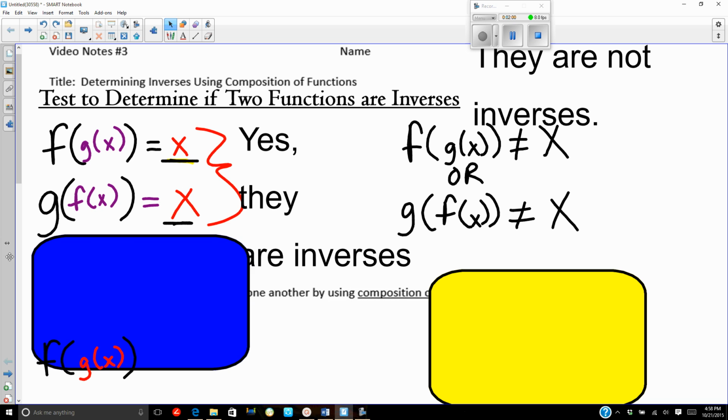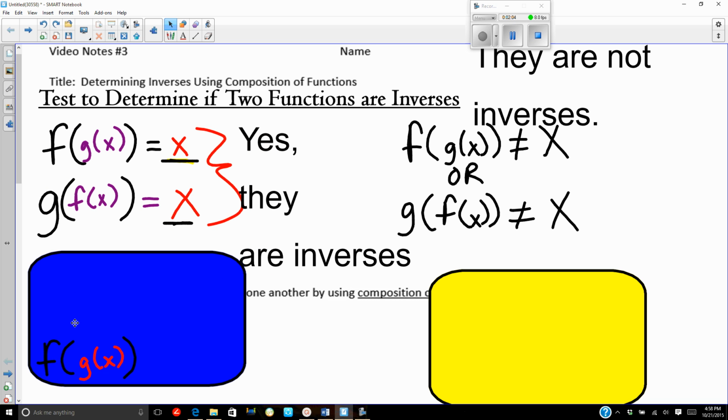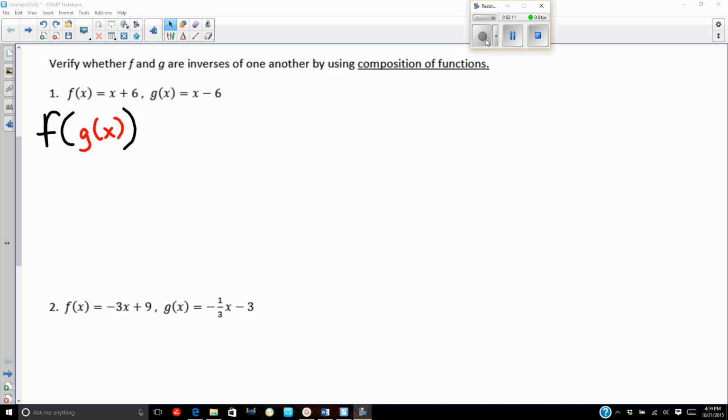The best way to explain this is just to look at some examples. So let's look at example number 1. Again, if we're going too fast, pause it, and make sure you get all the notes copied down. All right, so number 1, we want to determine whether those 2 functions given are inverses of one another.